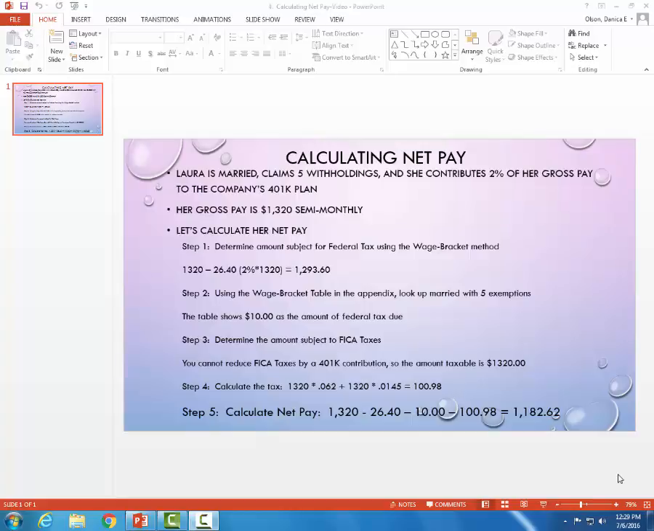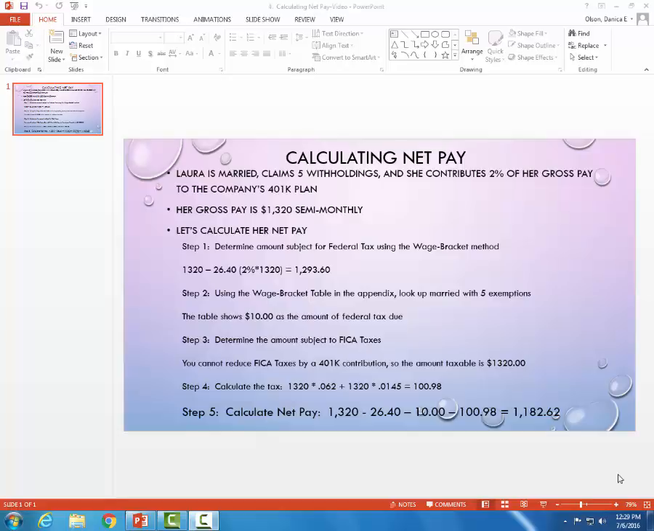Let's do an example to calculate net pay. Laura is married, she claims 5 withholdings, and she contributes 2% of her gross pay to the company's 401k plan. Her gross pay is $1,320 semi-monthly.